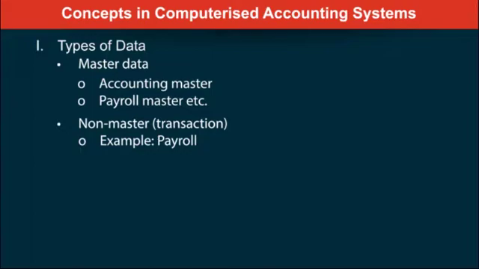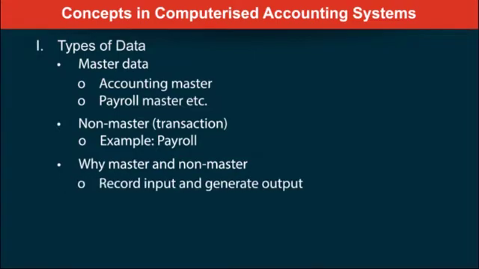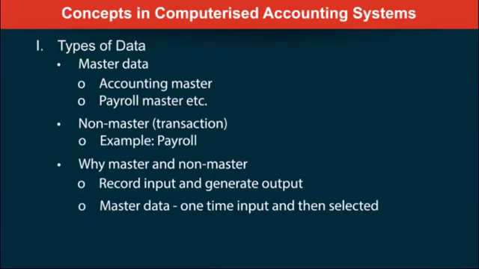Now what will change is how many leaves they take or how much is their attendance, etc. What could also change is the tax related data. What could also change is that they get increments every year. Those things you will add to the master. But on a day-to-day basis, what will be applicable is how many days of attendance they have in the month. Based on that and based on the master data which is already fed in, the final result will be taken out. Why is there a master and a non-master, as we call it? Because you want to record the input and generate the output. Master data is normally a one-time input and then it is selected from time to time.